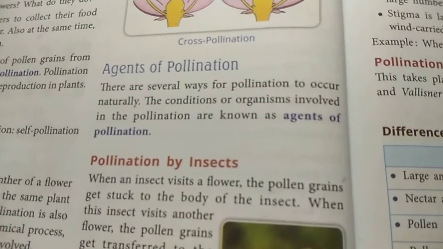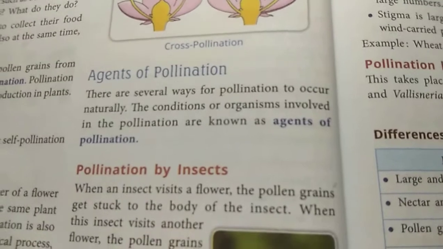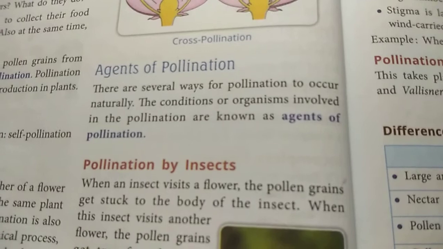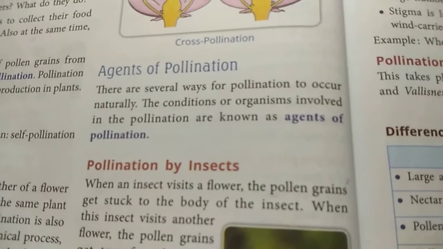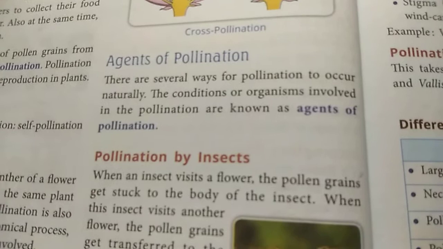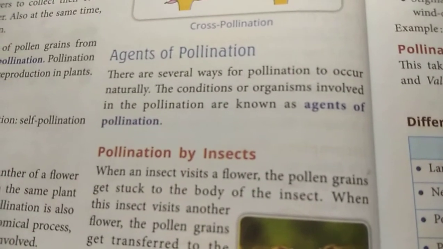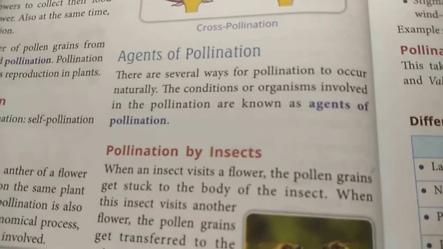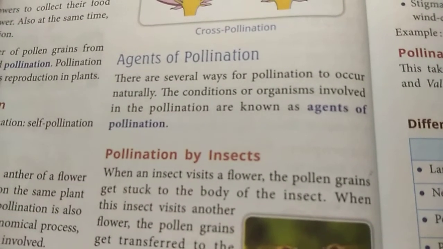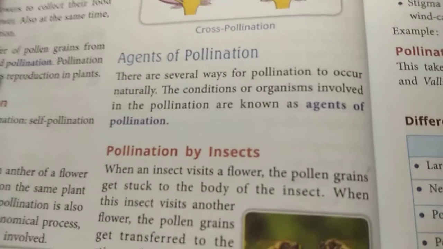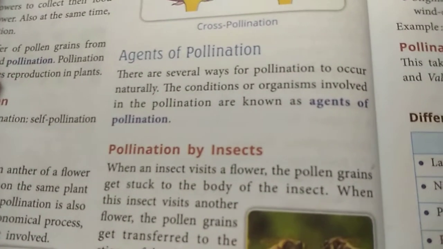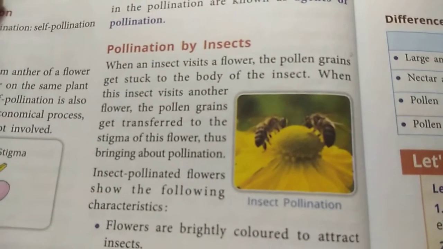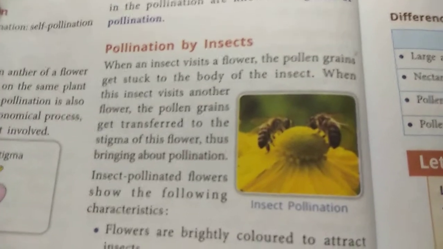Agents of pollination. There are several ways for pollination to occur naturally. The conditions or organisms involved in pollination are known as agents of pollination. Many agents and many conditions help in the cross pollination process. What are those agents? Pollination by insects. Insects are a very important agent of pollination.